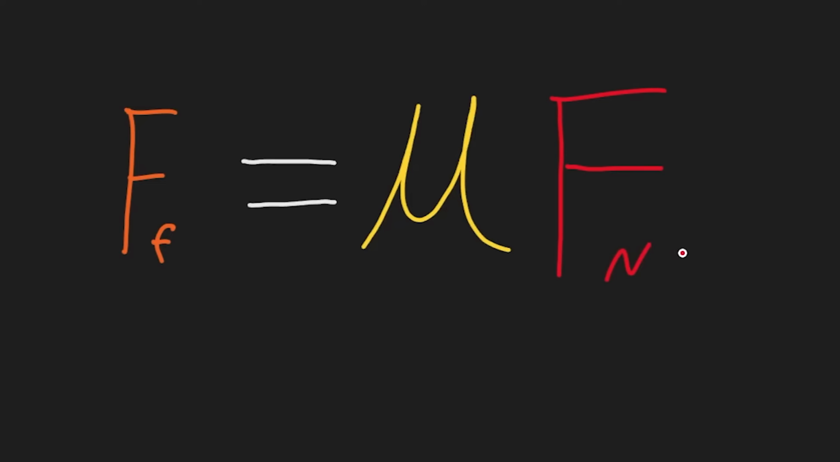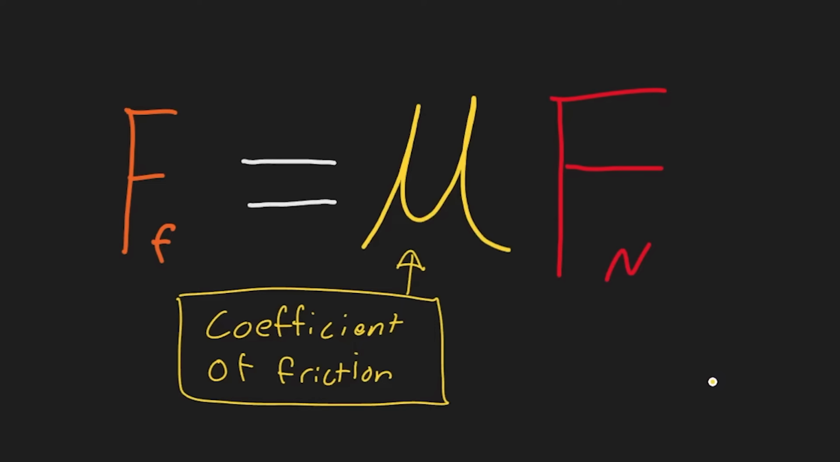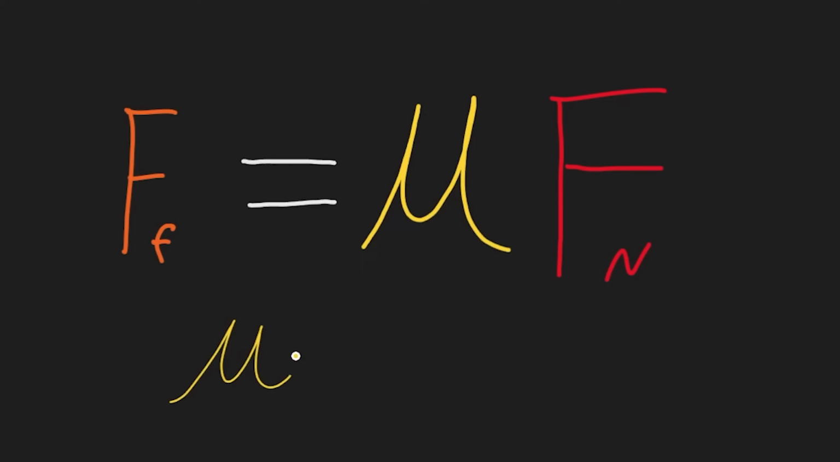Okay, this doesn't seem too crazy. The only thing we really need to know about is this guy, the coefficient of friction. And the best part about it is that we really don't have to calculate it. It's usually a value we just come up with ourselves. 9 out of 10 times, this is gonna be a value from 0, a frictionless surface, to 1, a very rough surface. It can be greater than 1, but it's pretty uncommon in real life.